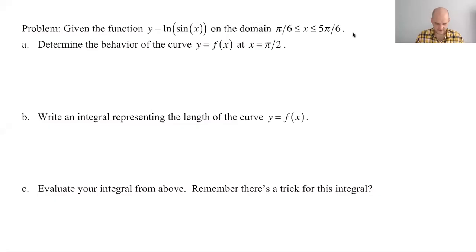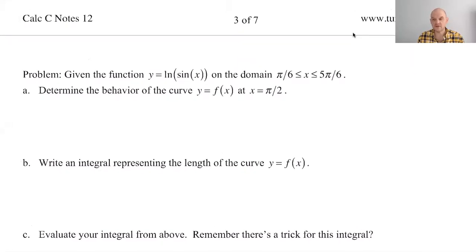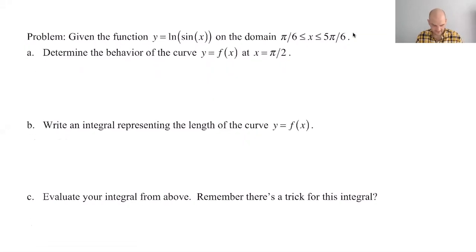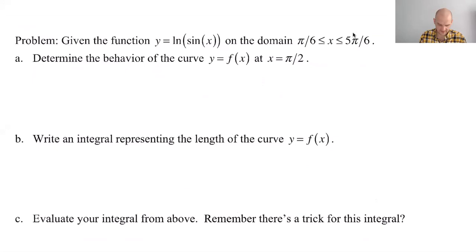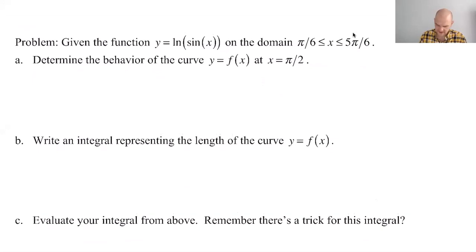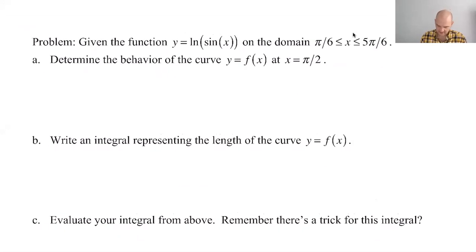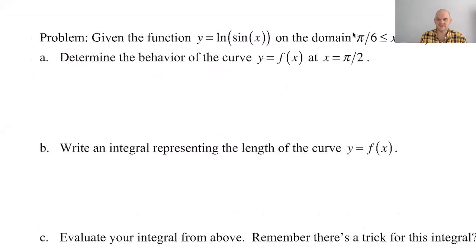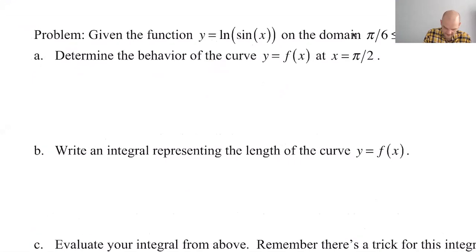All right, we're back. We are on page 4 of notes 12 of Calc C. We're talking about arc length, and let's get going because this is a very similar problem. This actually looks almost identical to one of the ones that we just did. Determine the behavior of the curve at x equals pi over 2. Is it a maximum, a minimum, neither, increasing, concave up? Let's find the derivative and see what it tells us.